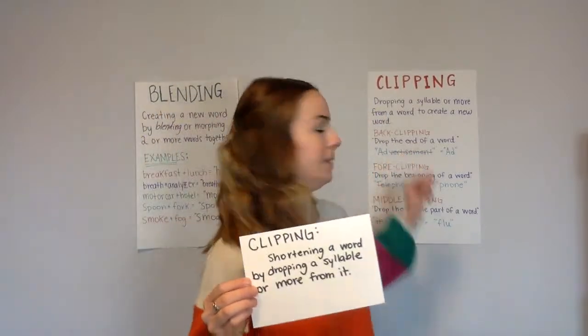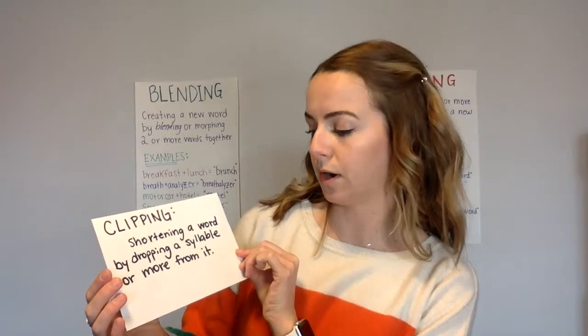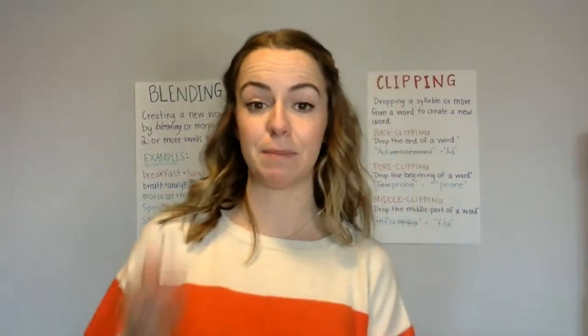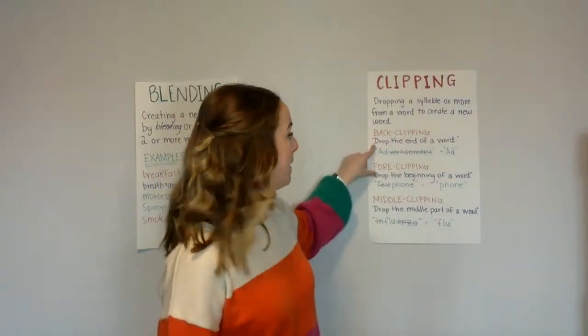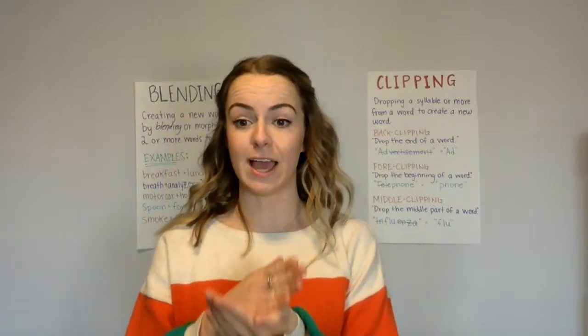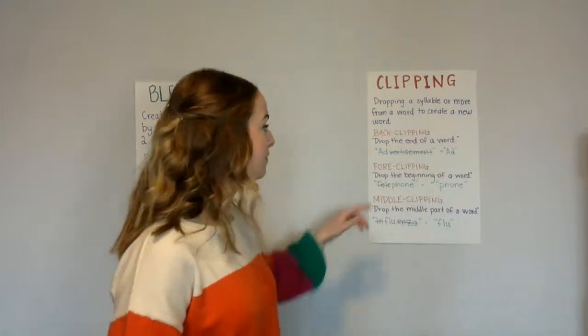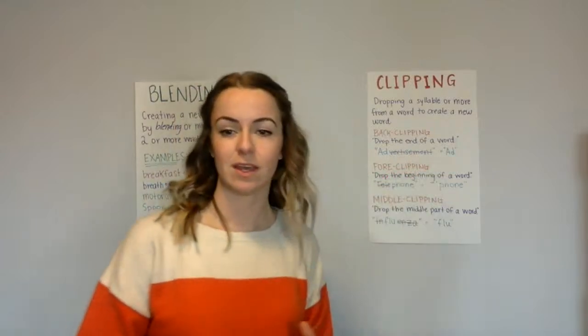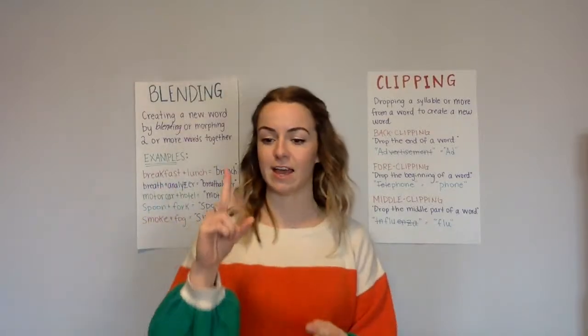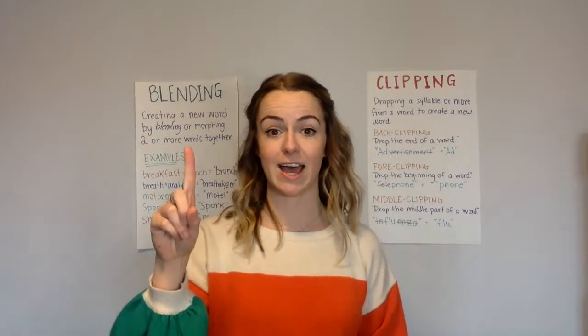Clipping is when you shorten a word by dropping a syllable or more from it. There are 3 different types of clipping. You can clip the beginning, middle, or the end of a word. Back clipping is when you cut off the end of a word. For example, if your word is advertisement, you would drop vertisement and it would just become ad. The reason that we do clipping is just to shorten words, and it's kind of a lazy way to get a word across. Instead of saying advertisement, which is 4 syllables, we could just say ad, which is 1 syllable. But they both mean the same thing.